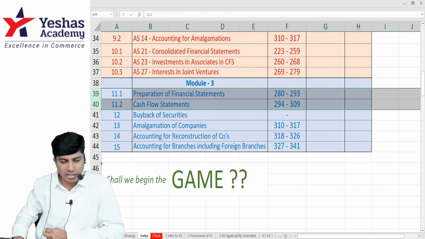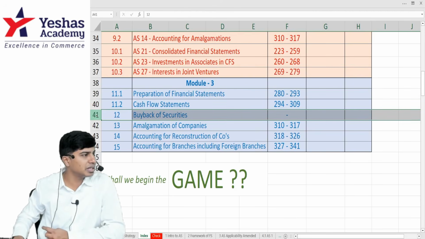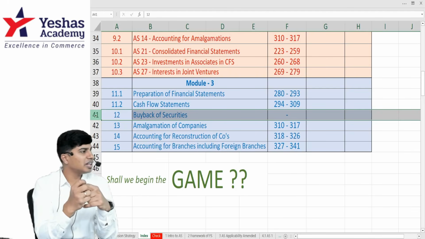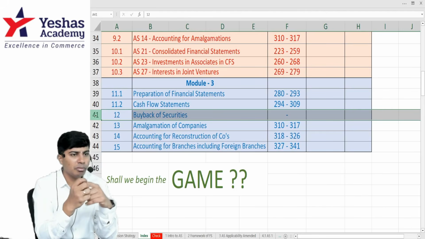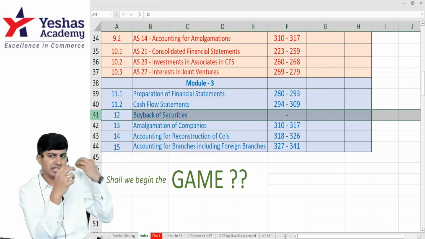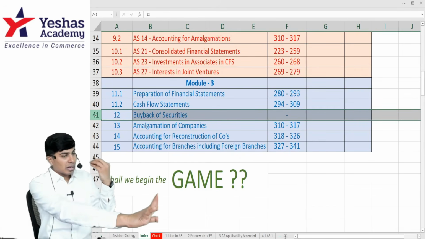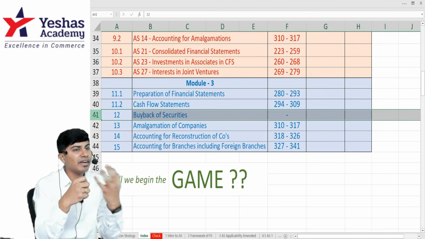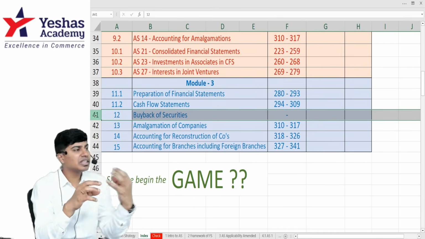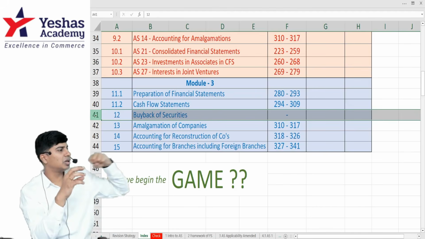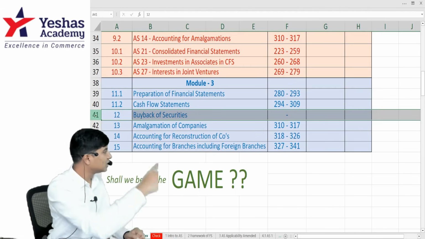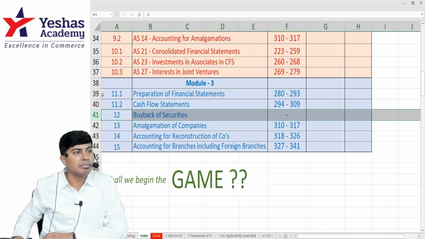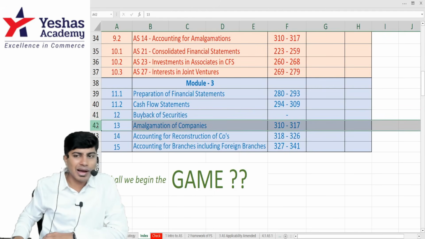Then after that, we do have another chapter called buyback of securities. Buyback of securities is where it is opposite of your issue. You must have done issue of shares, no, in PU, in foundation, BCom, where the company collects the cash, gives the share. Now, ulta. Company takes the share back and gives the money to the shareholder. Company takes the share back from the shareholder and gives them cash. When the company takes the share back from the shareholder and returns him the cash, that is what we call as buyback of securities. What do we call it as? Buyback of securities. Very nice. Then we have amalgamation of companies.